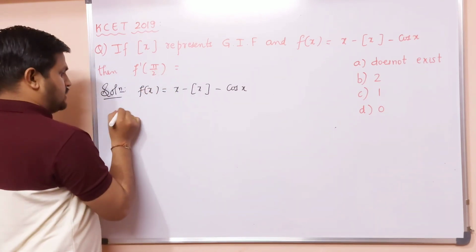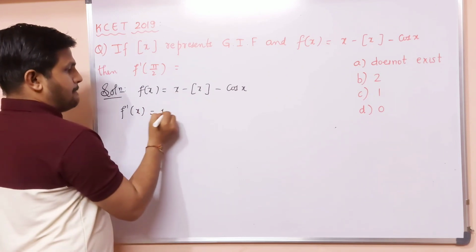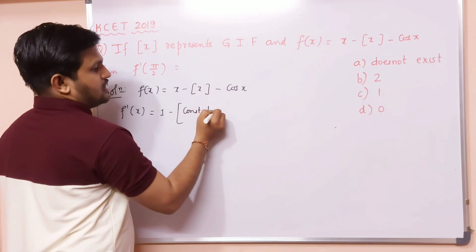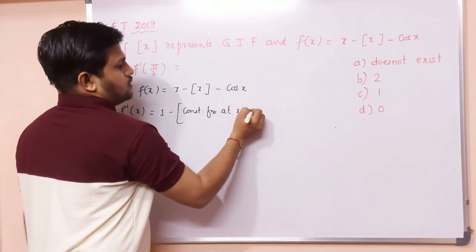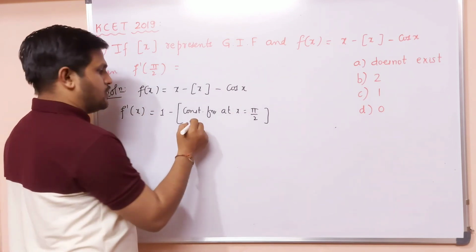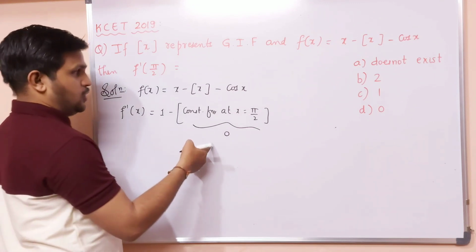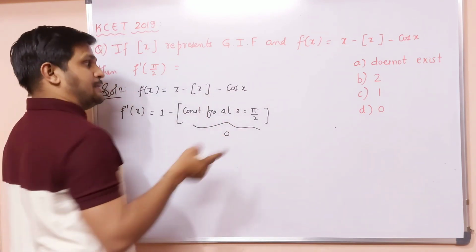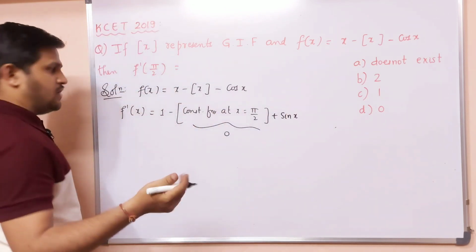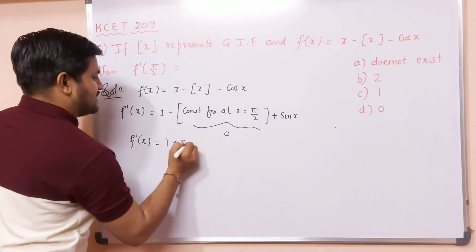When you differentiate it, f dash of x, the derivative of x we know is 1, minus the derivative of a constant function at x equal to pi by 2. What is the derivative of a constant function? That is 0. The derivative of this constant function at x equal to pi by 2 is 0, and the derivative of cos x is minus sin x. Therefore minus into minus becomes plus. So what is f dash of x? f dash of x is 1 plus sin x.